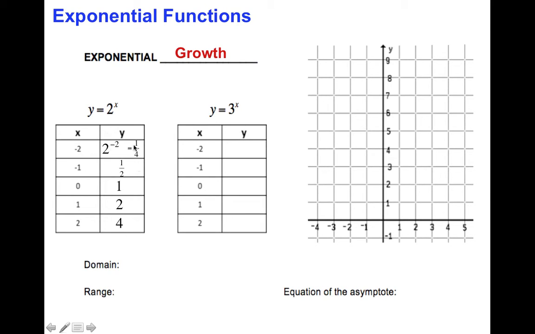Now take those points and plot them here. So for example, -2, 1/4. You'll go -2, 1/4 and put a point here. So plot all 5 of these and then connect them to make the curve. Pause the video.